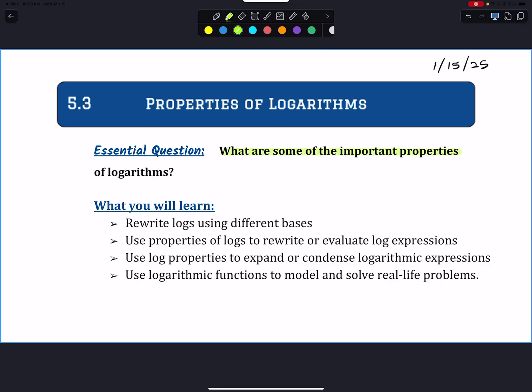Important properties of logs. So these can be kind of confusing. So I really need you guys to make sure you are paying attention and studying these rules, because if you understand these rules, then the problems will be really easy. If you don't practice this, then the problems are going to be hard.